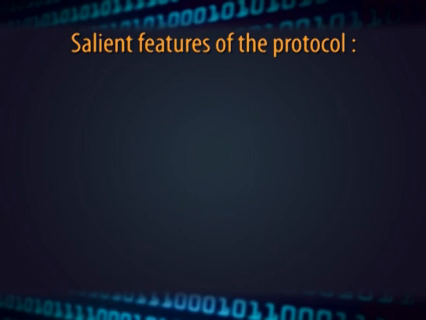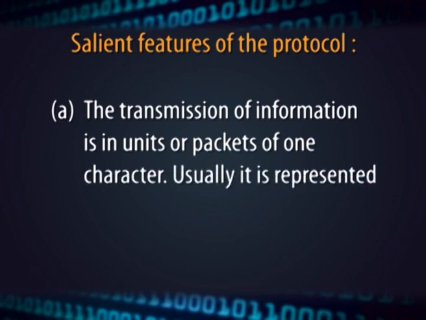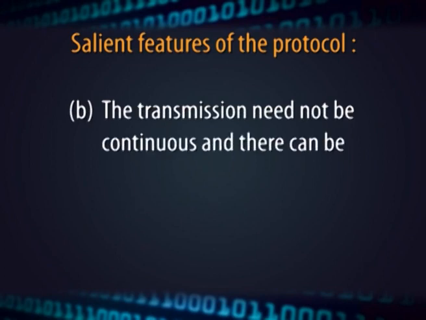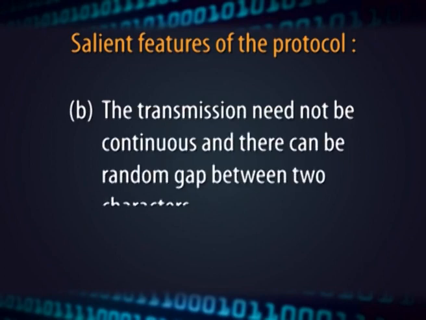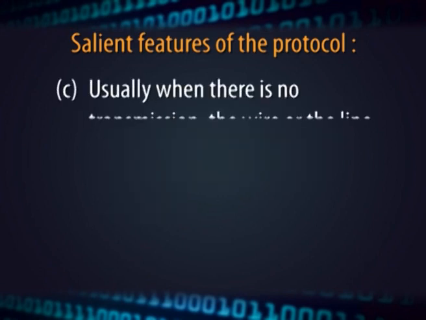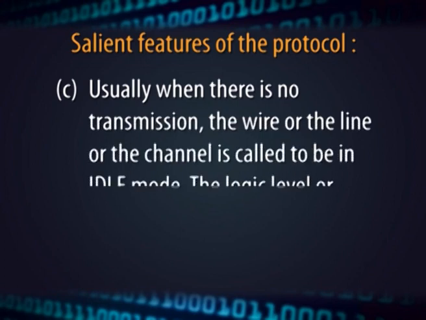The protocol has the following salient features. A. The transmission of information is in units or packets of 1 character. Usually it is represented by 7 bits or 8 bits. B. The transmission need not be continuous and there can be random gaps between 2 characters.